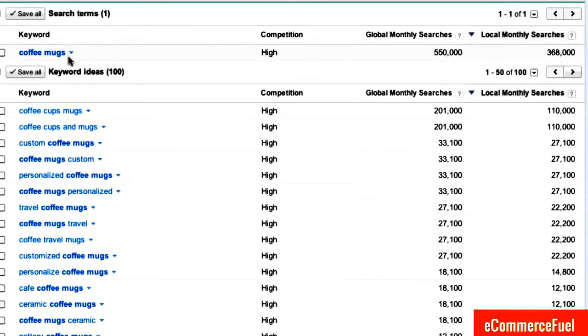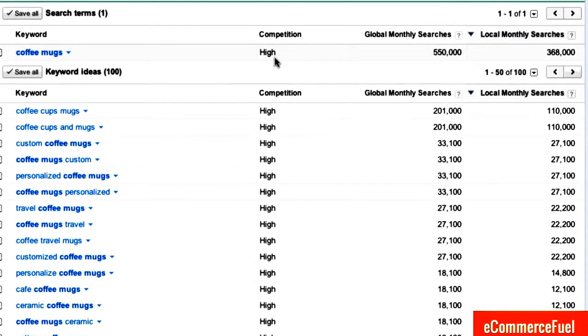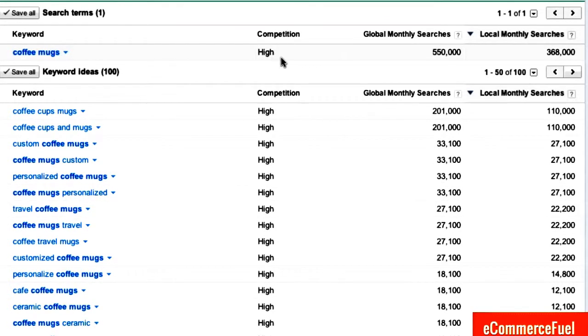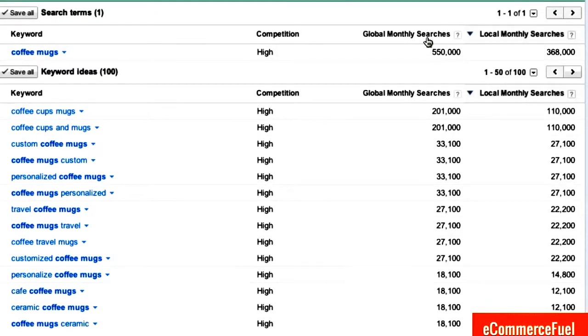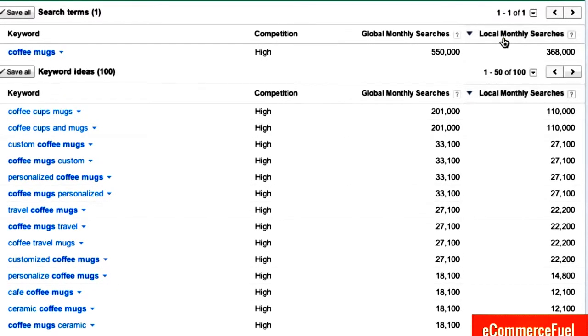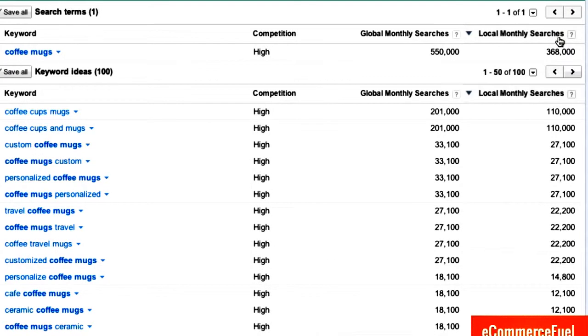So real briefly, we've got all the keywords here, obviously. The competition in the Google Ad Network lets you know how many people are bidding for this keyword. The global monthly searches and the local monthly searches. If you're doing this for e-commerce, you'll want to focus on the local monthly searches. Those will be much more applicable.